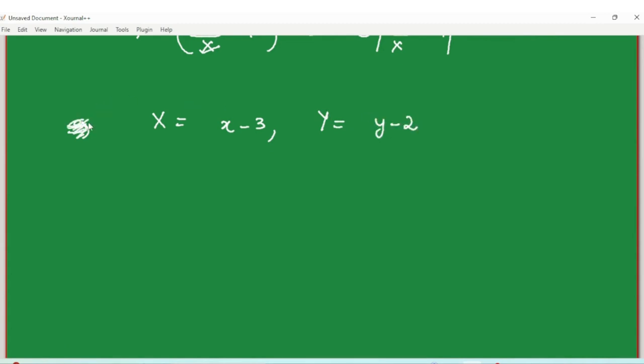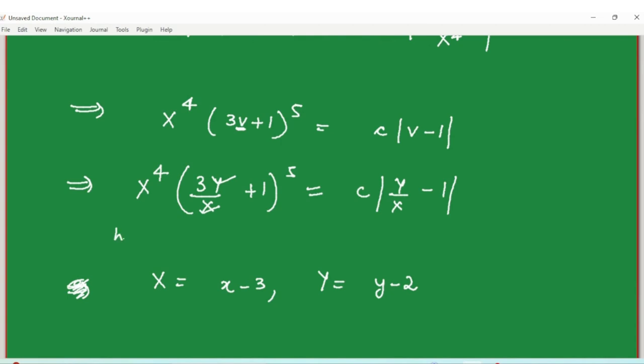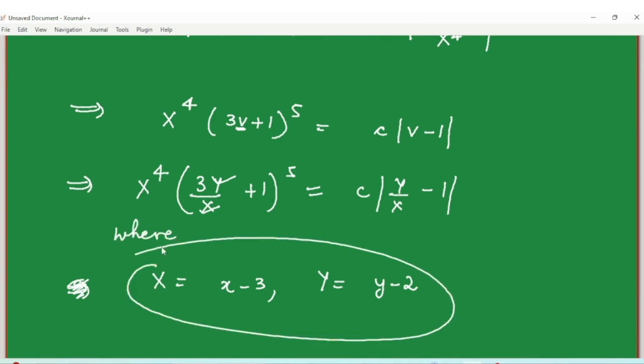This implies that this is the solution where capital X has this value x minus 3 and capital Y is y minus 2. If we want, we can substitute it here and simplify it a little more to make the answer look exactly in terms of x and y. Otherwise this can be left here also. So that's how we deal with equations which are reducible to homogeneous. It's a lengthy technique. There are other better ways of dealing with such equations.